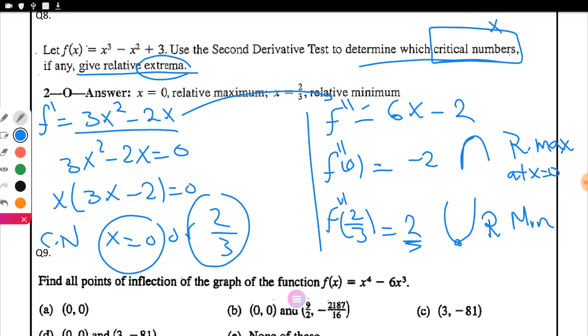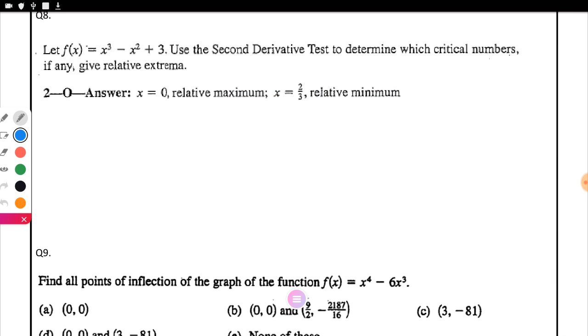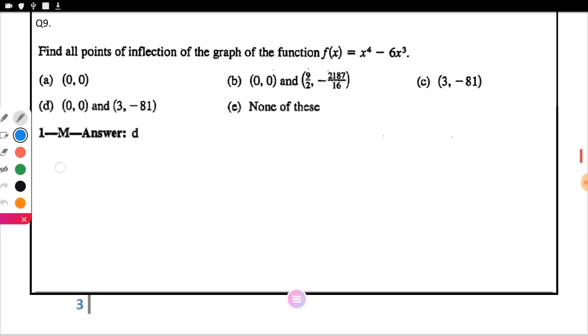That is why our choices here, the relative minimum at what? At x equals 2/3. That is why our choice is a relative maximum at 0 and relative minimum at 2/3. Here I give you the answer key, but in the session, I show you how we get this result. Okay? I hope you understand everything.